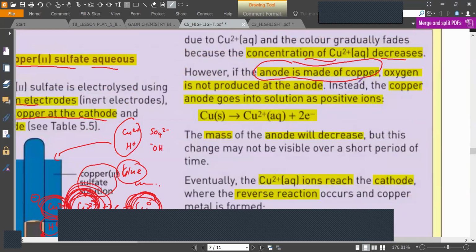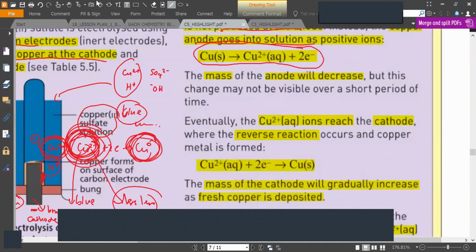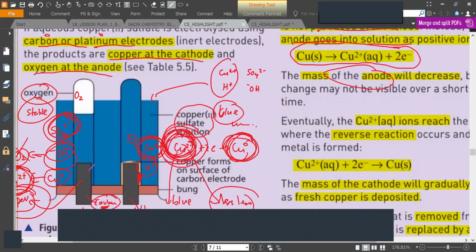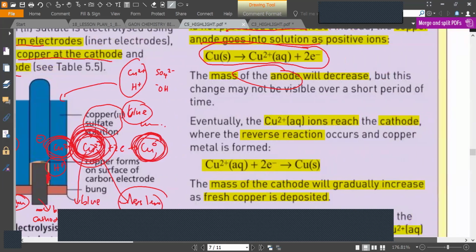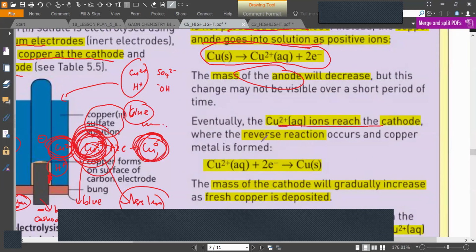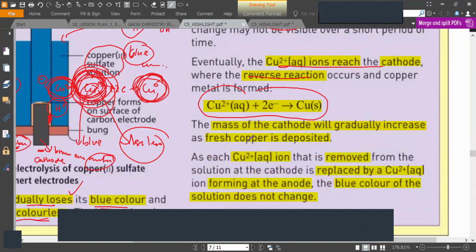Oxygen is not produced instead. The copper goes out into solution as positive ion, so the mass of the anode will decrease. This copper will get smaller and smaller because it keeps on turning into copper ion. And then here we have the reverse reaction. The copper ion turns to copper metal, so this electrode will get bigger and bigger. The mass of cathode will gradually increase when fresh copper is deposited.